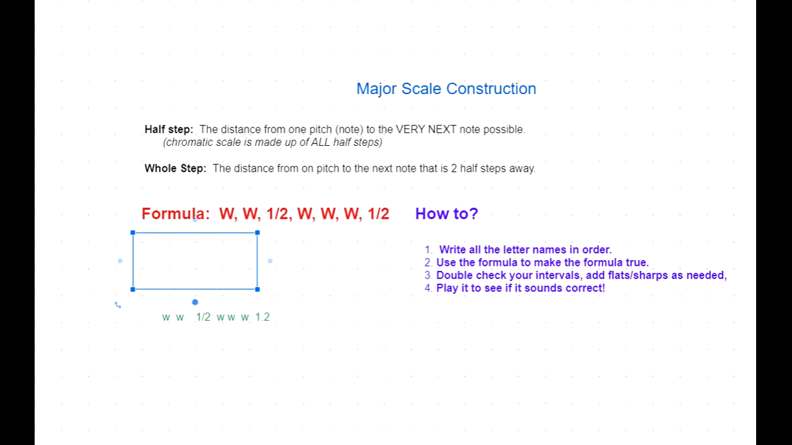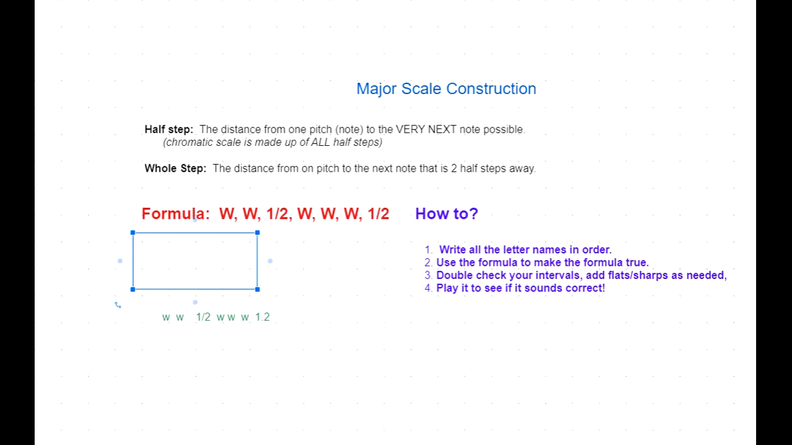From G to A, we need a whole step. G, G sharp or A flat to A is a whole step. So we're good there. Between A and B, we also need a whole step. There's A sharp or B flat in the middle, so we're good there.